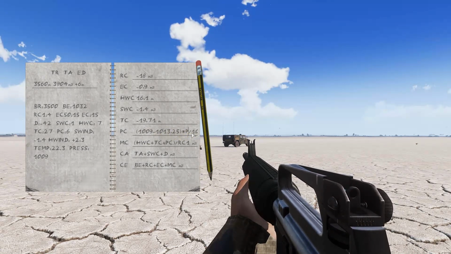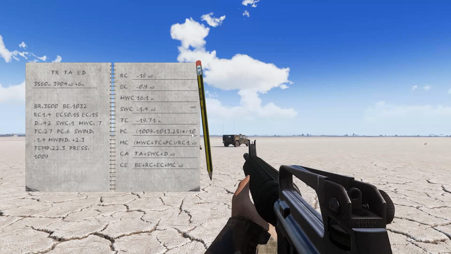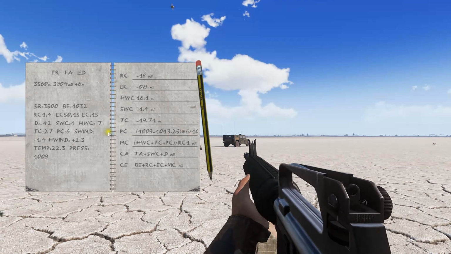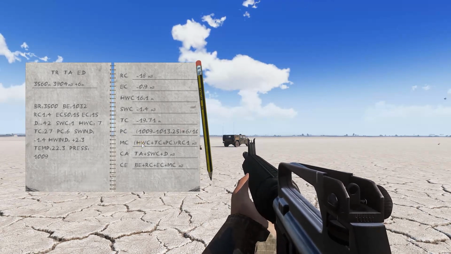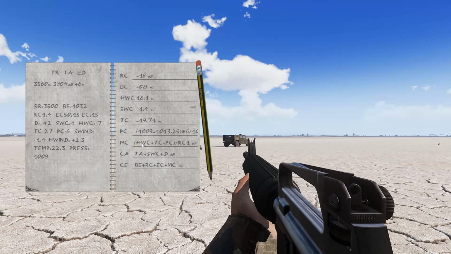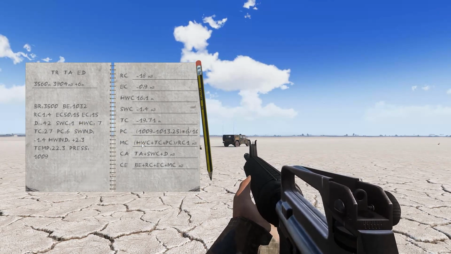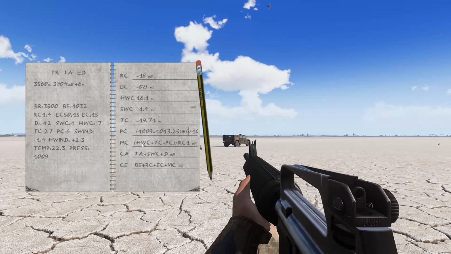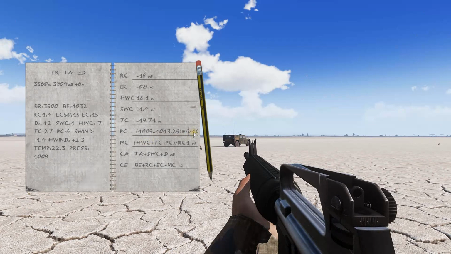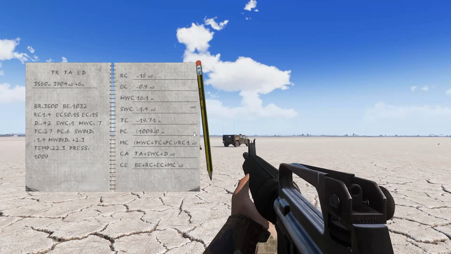You subtract, and you have the pressure compensation number, which is what, 6 meters, and you just do the math. 1009 minus 1013.25 gives minus 4.5, multiplied by 6 and divided by 10. That gives us 2.55 meters.